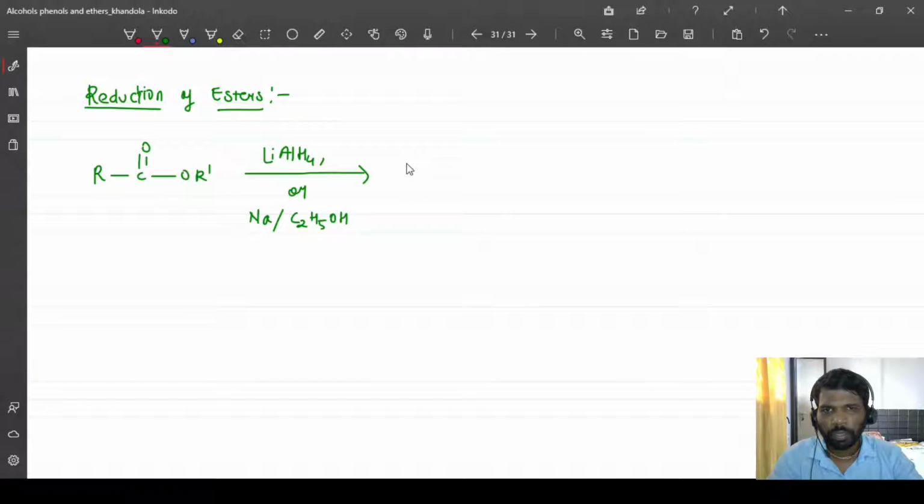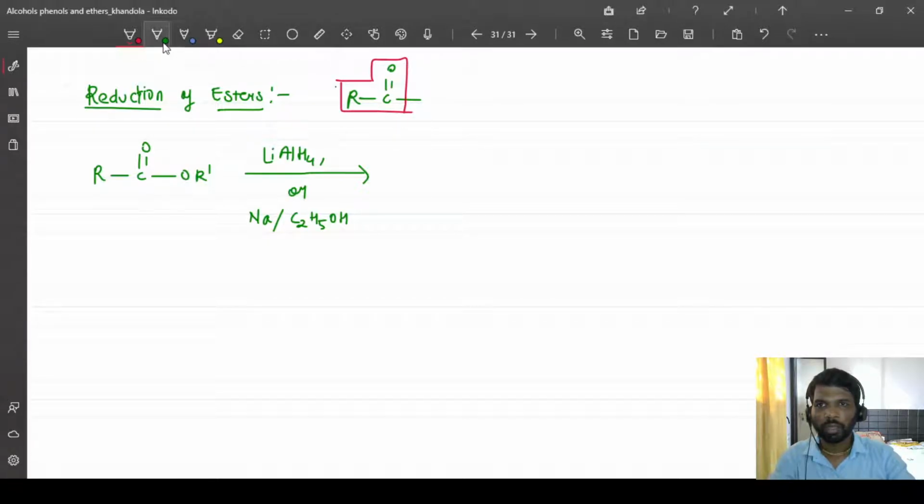So here I will get two alcohols. In the earlier case, in the case of aldehydes, ketones, and the carboxylic acid, I was getting only one alcohol, and that was a pure product. Here I will be getting a mixture. Here I will be getting one alcohol from the RCHO part, means from this part, and another alcohol from the OR part.